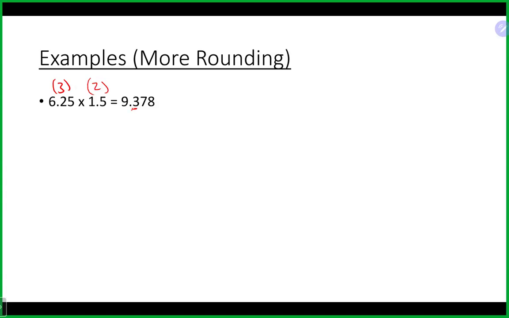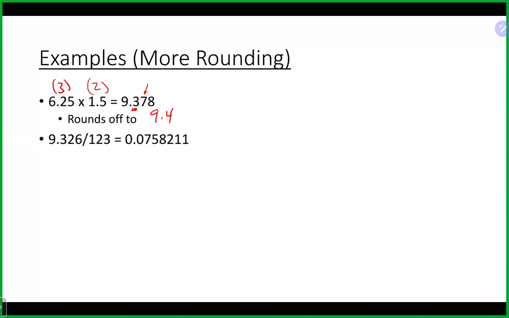That would take us to the 3. We look at the number next to it, which is a 7. That is above 5, so we're going to round up. So 9.4 would be a good answer there. And again, that gives us our 2 significant figures.